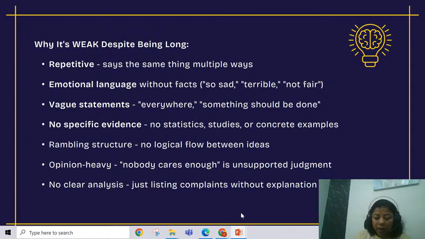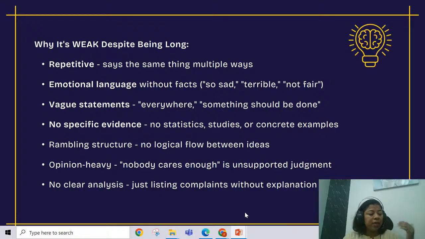There should be some flow of ideas, and one way to establish that flow is by using the next strategy, which I'm going to talk about on the next slide. Opinion heavy: you should not be giving out your judgments without strong evidence or argument, and only if you are asked to do that. And if you're not showing any clear analysis, just listing the complaints without analyzing where it is relating, you will end up losing a lot of marks, even though your answer was long.